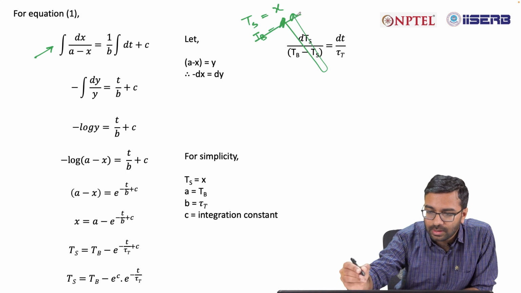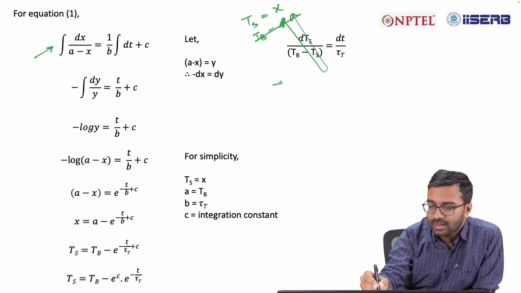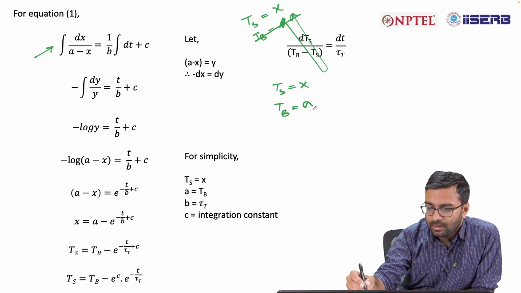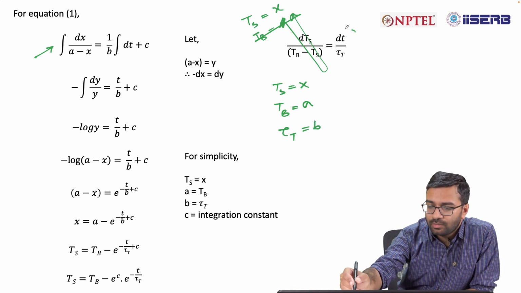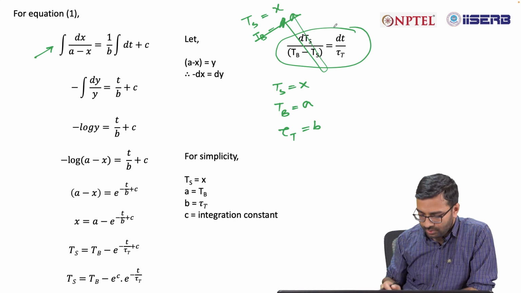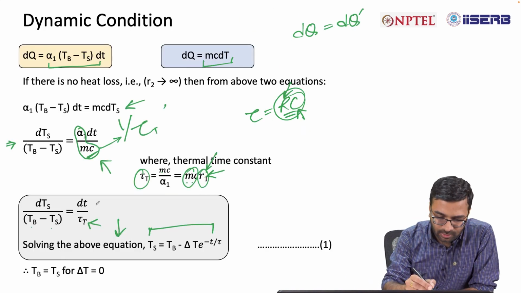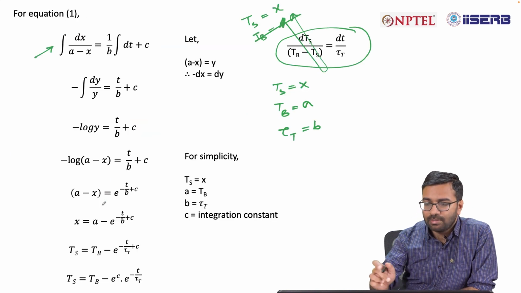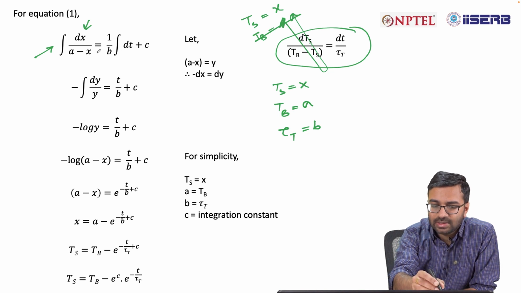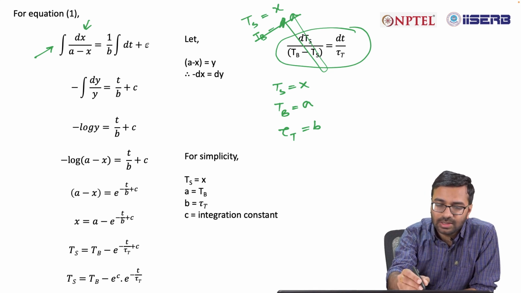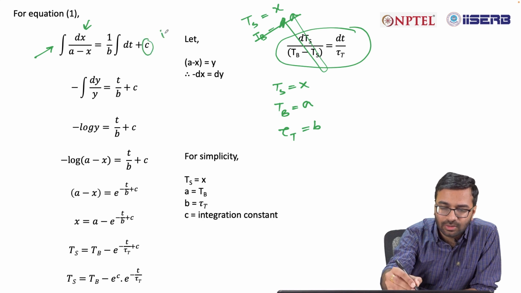So, let me write it properly. Your Ts is equal to x, Tb is equal to A, and then you have considered tau t is equal to B. Now, if you take this equation, which we have already seen over here, then the equation can be rewritten as dx divided by (A minus x) is equal to 1 by B integration dt plus C. C is the integration constant.